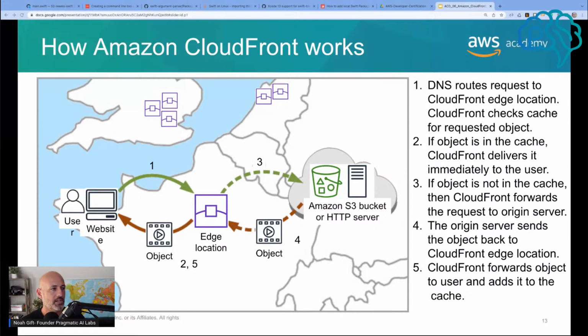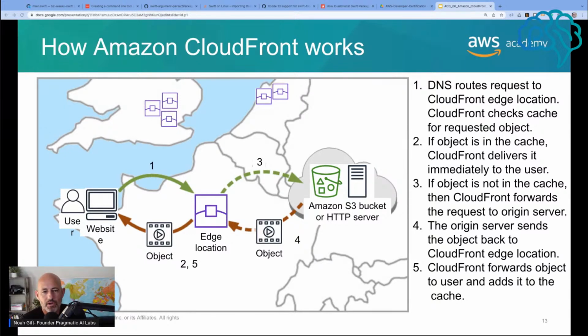And at the edge location, CloudFront would check its cache for the requested object. And if the object is in the cache, CloudFront would deliver it immediately to the user. And if the object is not in the cache, then CloudFront would forward the request to the application origin server, and then that would send the object back to the CloudFront edge location.